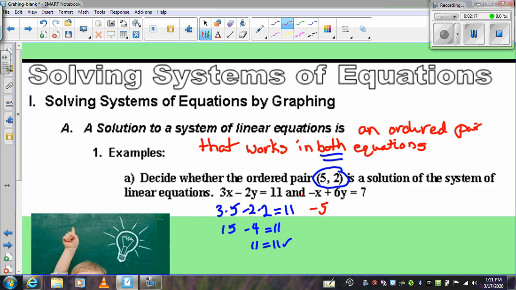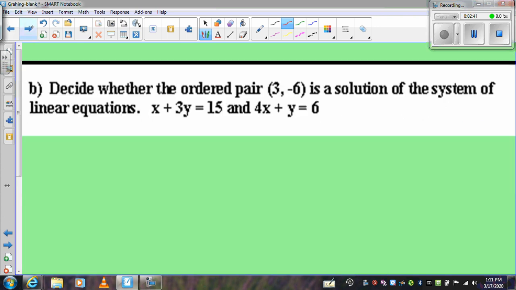Negative 5 plus 6 times 2 equals 7. So negative 5 plus 12 is 7. And yes, 7 does equal 7. Yes, it is a solution. So if it's a solution to the system, it must work in both. Okay, let's try another one.